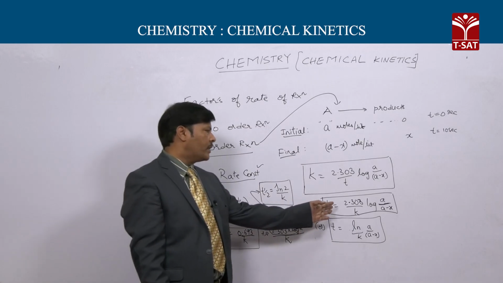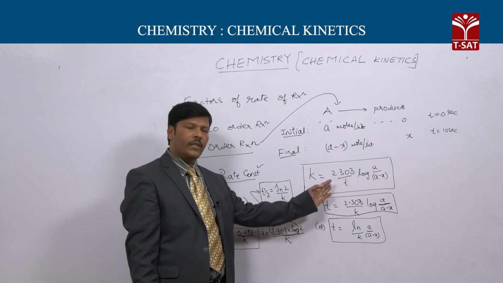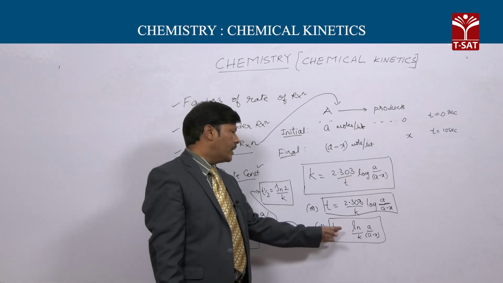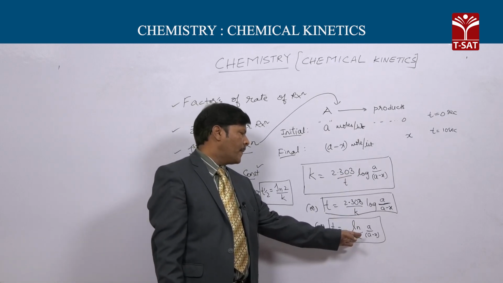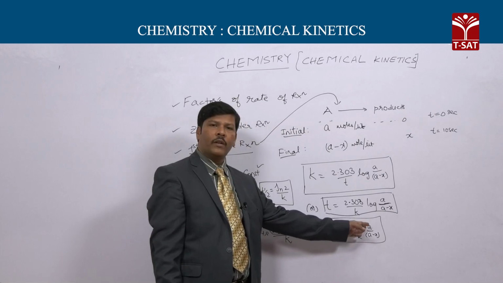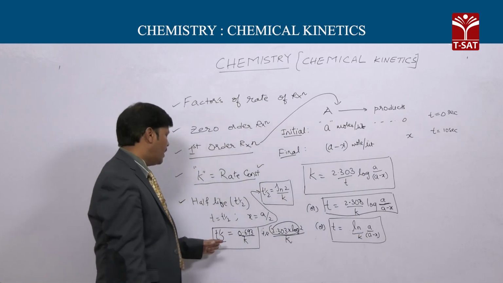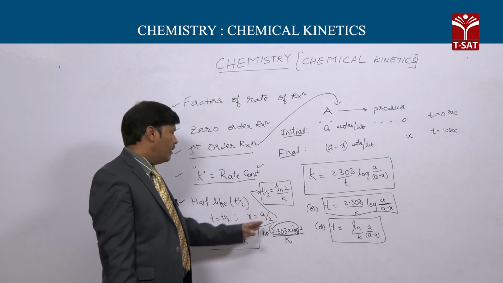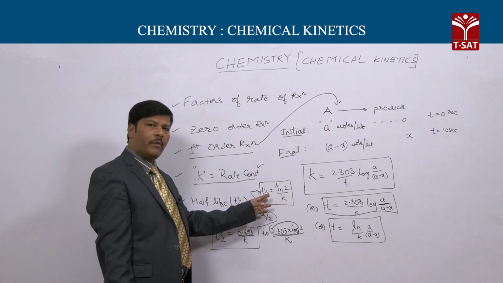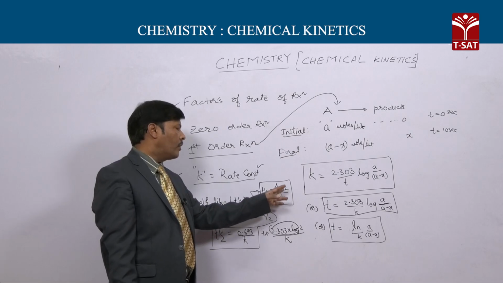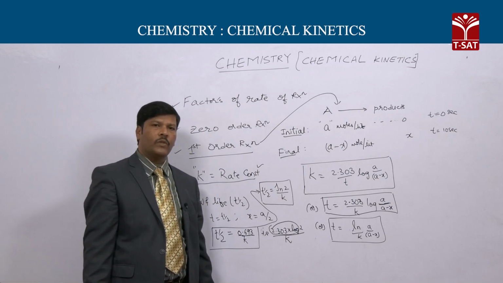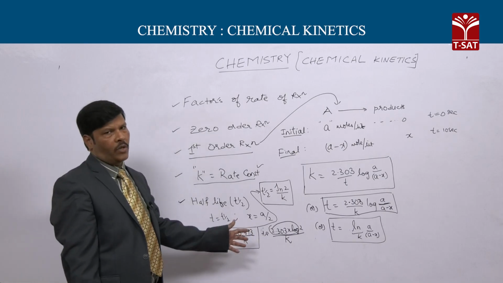So, we got the expression for the first order reaction as K is equal to 2.303 by T into log of A by A minus X, or you can take T is equal to ln divided by K into A by A minus X. And the half life, T half is equal to 0.693 by K, which can be written as T half is equal to ln of 2 divided by K. So, these are the two important expressions we have to use when calculating the first order reaction.